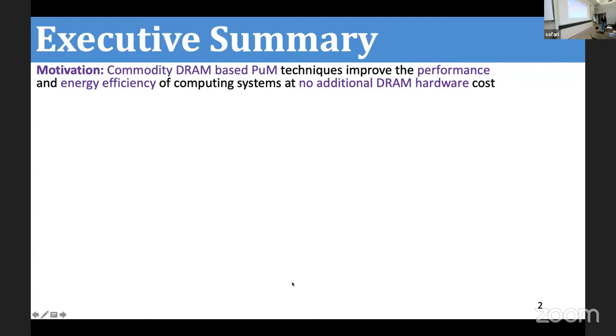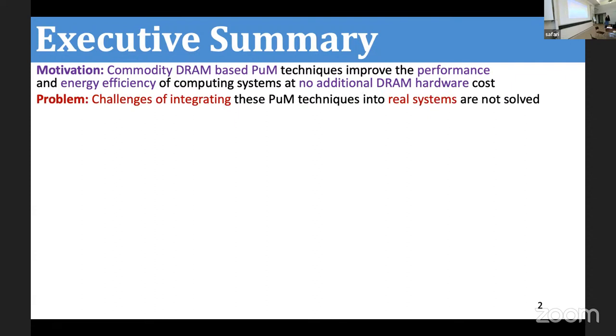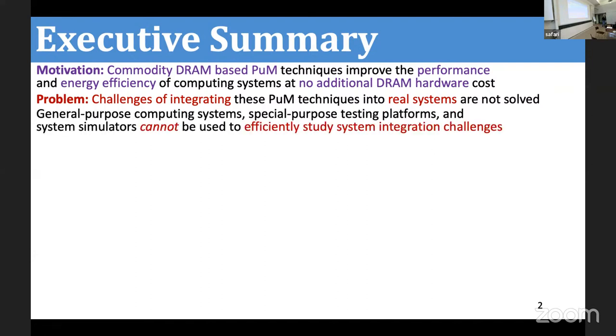So let's start with the executive summary. Commodity DRAM-based PuM techniques improve performance and energy efficiency of computing systems with no additional DRAM hardware cost. The problem is that the challenges of integrating these PuM techniques into real systems are not solved. General purpose computing systems, special purpose testing platforms, and system simulators cannot be used to efficiently study system integration challenges.